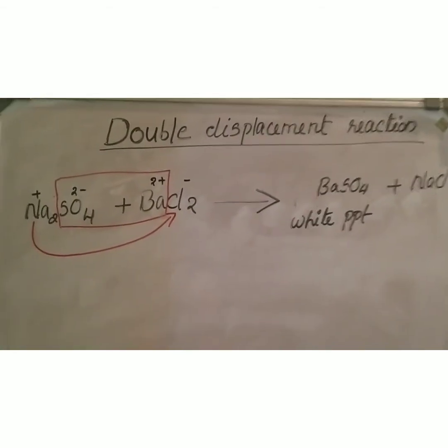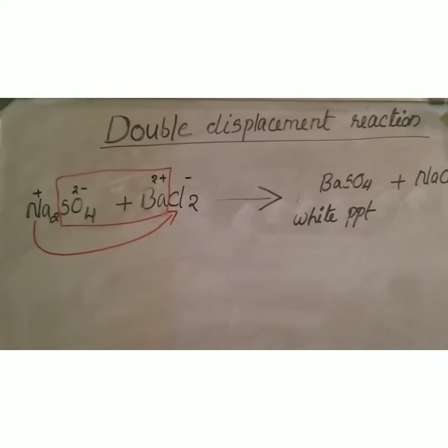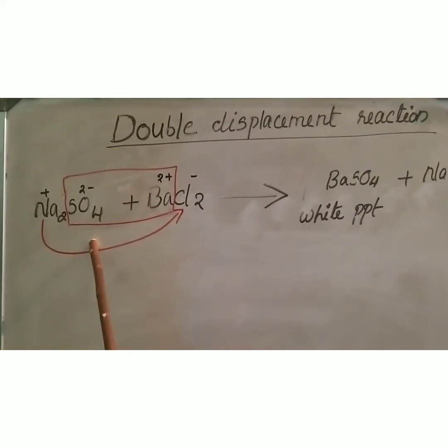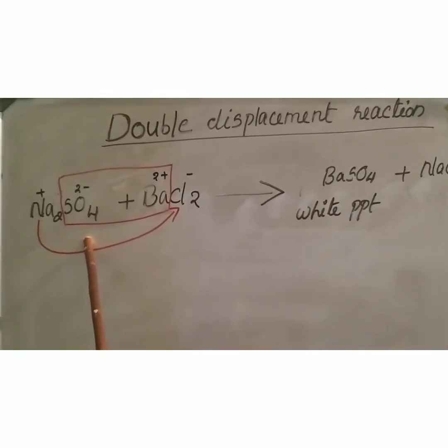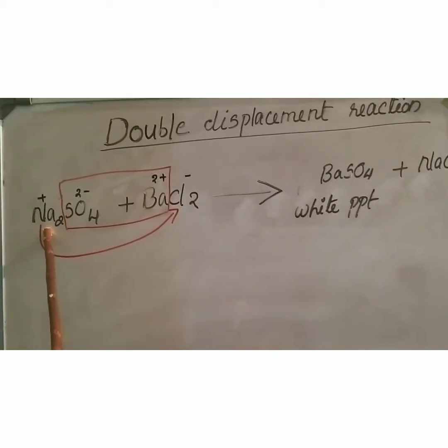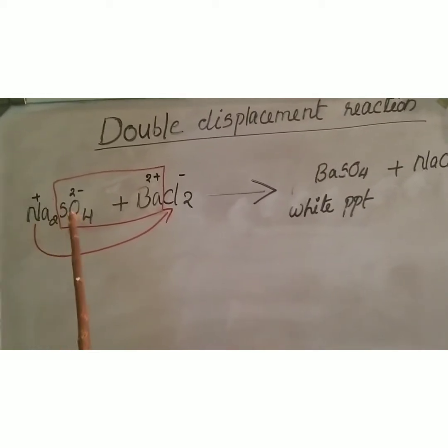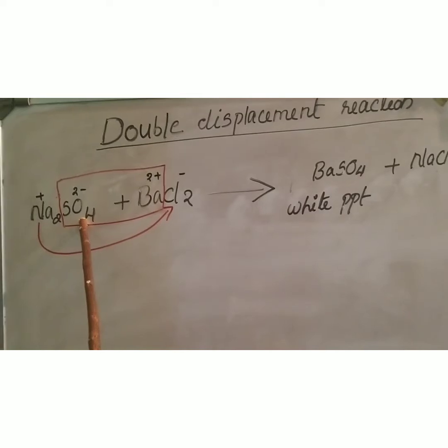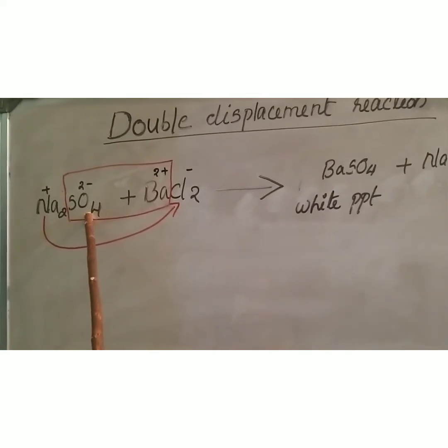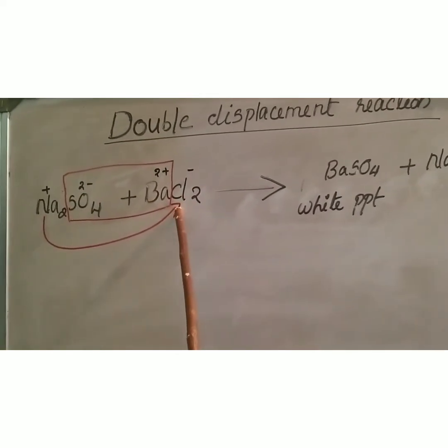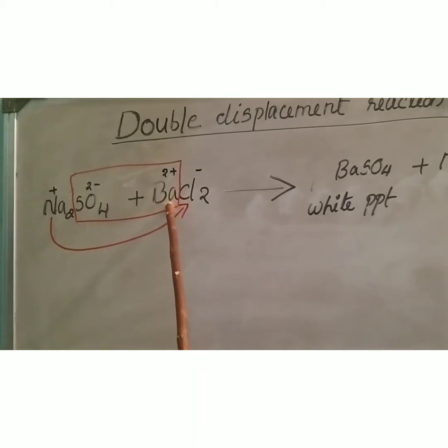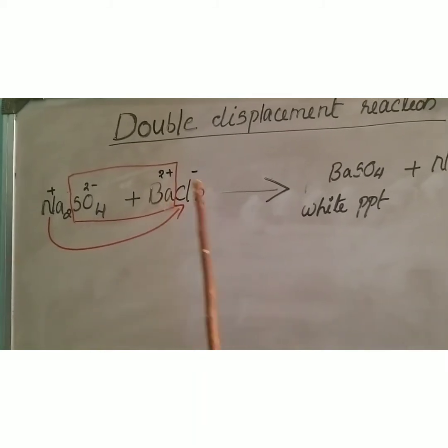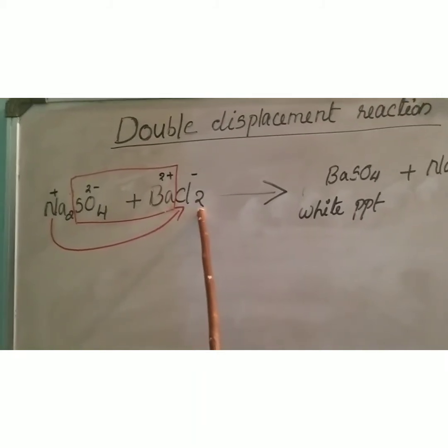How is this formed? Let us see. In sodium sulfate, sodium exists as a positive ion, that is cation. Sulfate acts as negative ion, that is anion. Similarly, in barium chloride, barium ion acts as cation and chloride as anion.